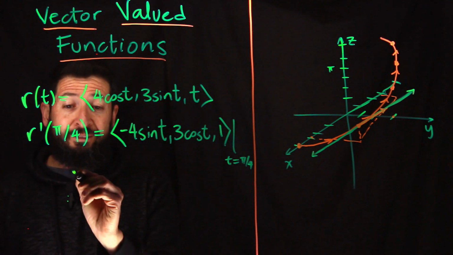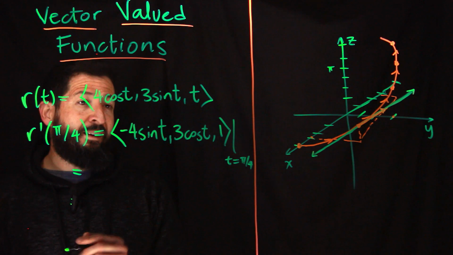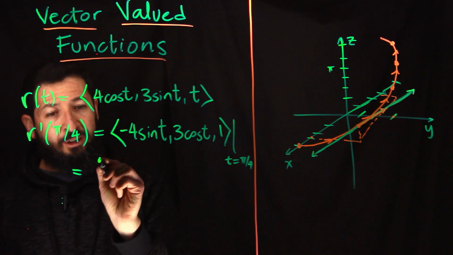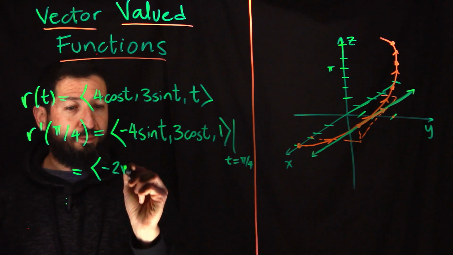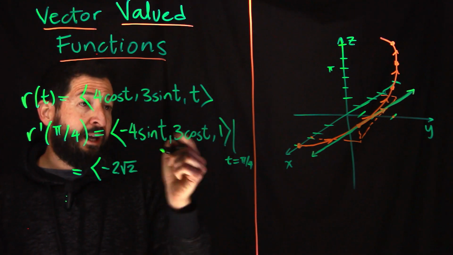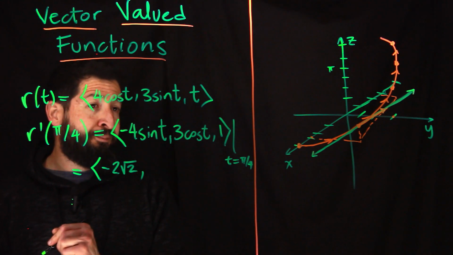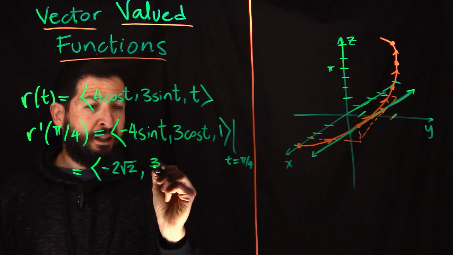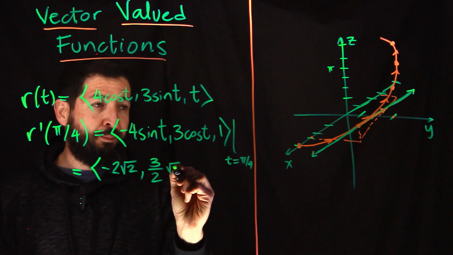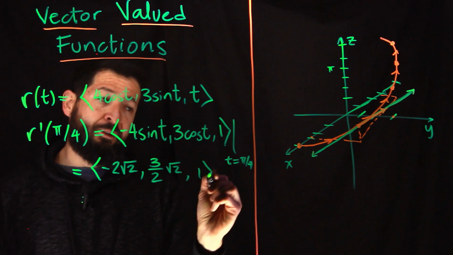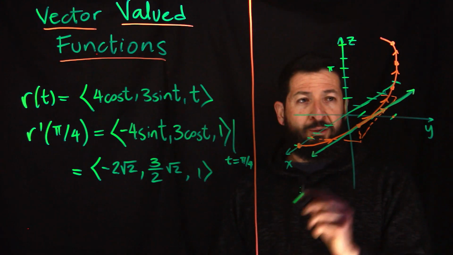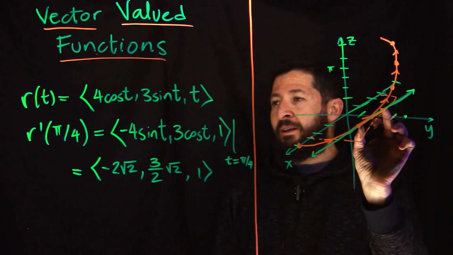Again, the derivative is a vector. So let's take a look at that. We evaluate sine of pi over 4, which is square root of 2 over 2. So that's going to be -2 root of 2. And then the cosine is going to give me square root of 2 over 2. So I'm going to write it as 3/2 of root of 2. And then I don't have to evaluate anything because the derivative was 1 already. So this vector would be the vector that I obtain here.